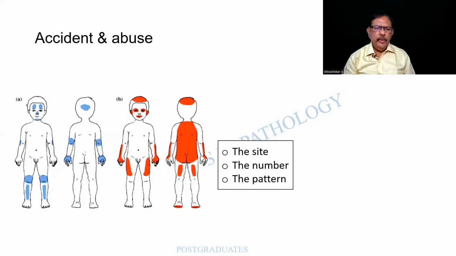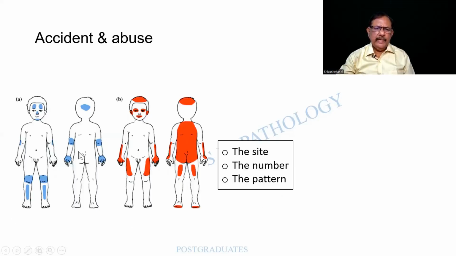Between accident and abuse, there is a pattern. This is usually for the plastic surgeon and the forensic specialist. So they'll have to note the site, the number, and the pattern. In one, I find that it is more likely to be a traumatic one, whereas another one can be accidental.